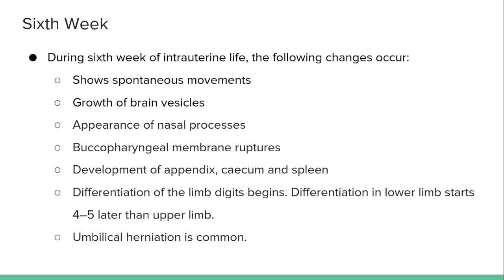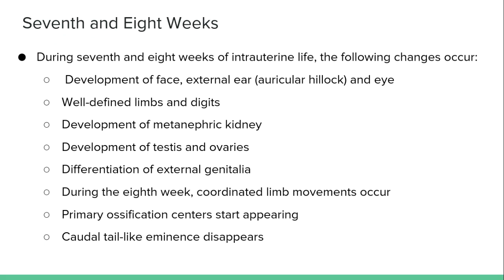Umbilical herniation is common. The 7th and the 8th week, in summary, during the 7th and the 8th weeks of intrauterine life, the following changes occur. Development of the face, external ears, auricular hillocks and eye, well-defined limbs and digits, development of metanephric kidneys, development of testes and ovaries, development of external genitalia. During the 8th week, coordinated limb movement occurs. Primary ossification centers start appearing. The caudal tail-like eminence disappears.